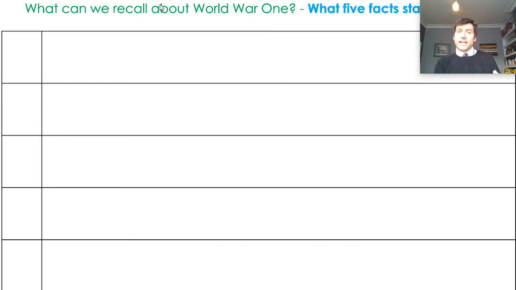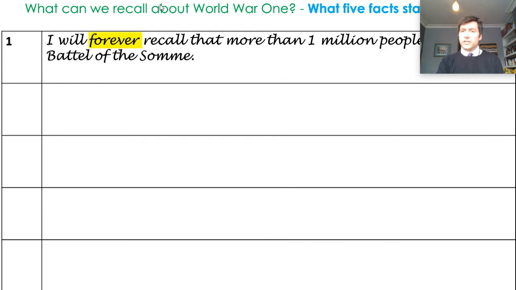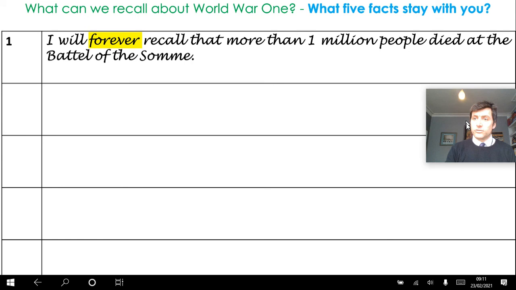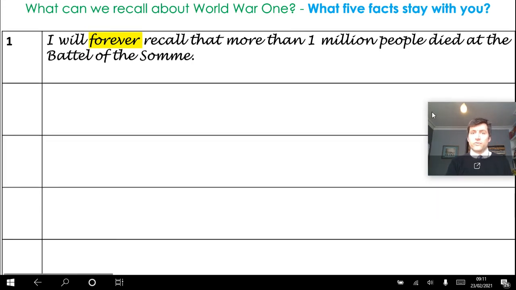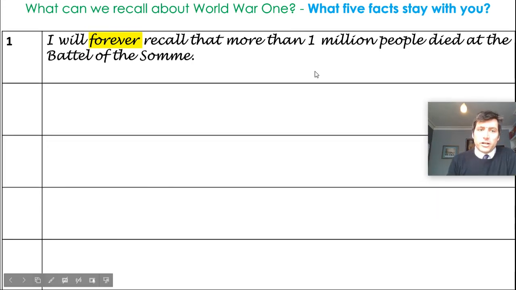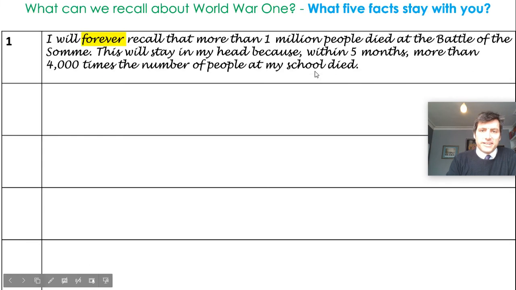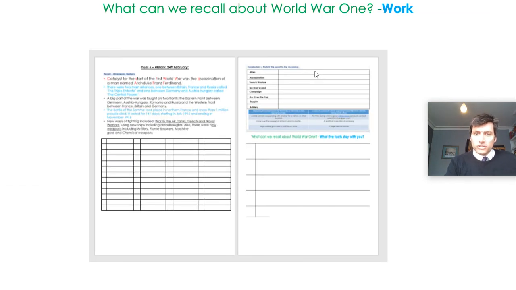Now, some facts then we've looked at. What I'd like you to do is think about which five stay with you. So I've written one here: I will forever recall that more than 1 million people died at the Battle of the Somme. I spelled battle incorrectly. And then I said the reason it stayed with me, because that's 4,000 times the number of people at Brookvale that died.